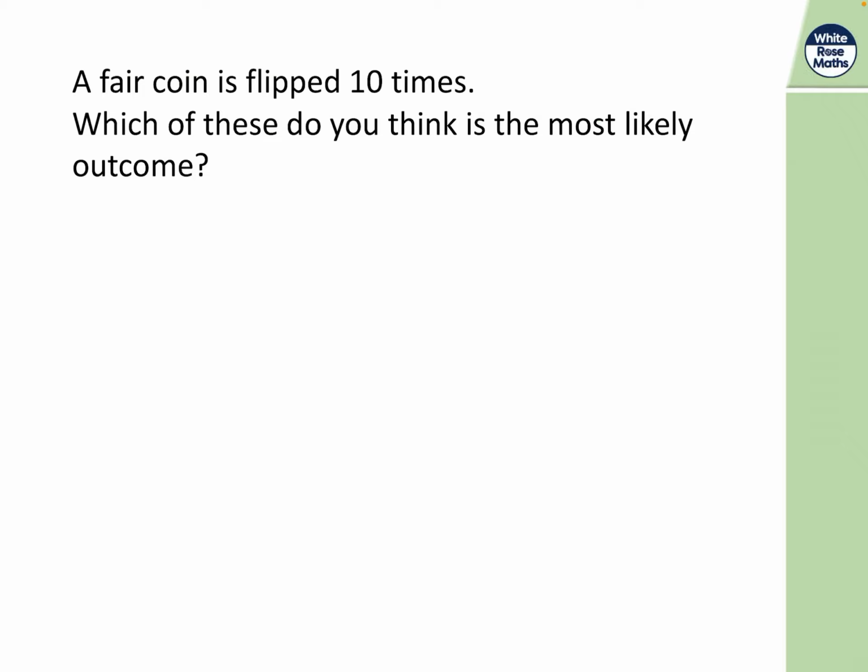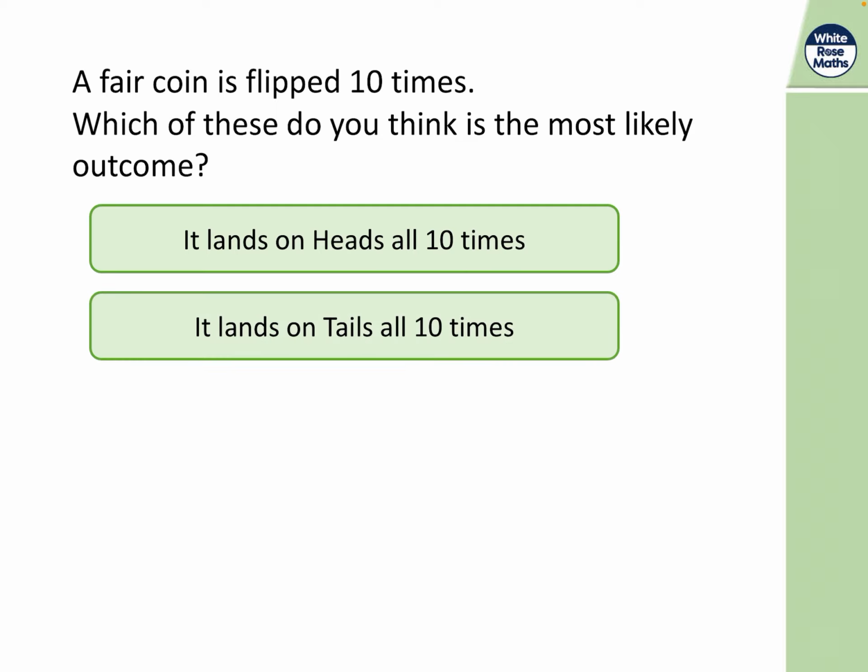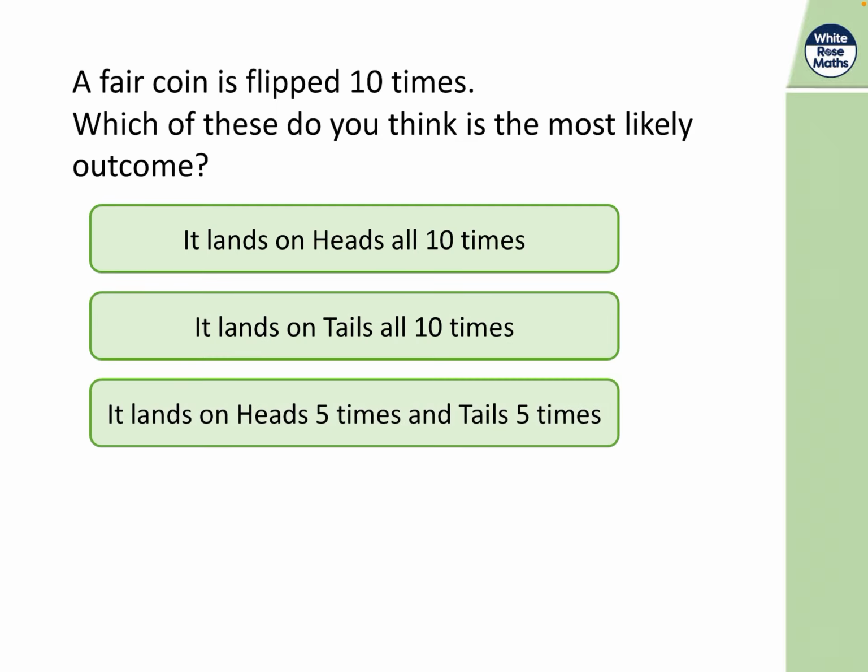So here we've got a fair coin, which means that both sides of the coin have the same probability of happening, and it's flipped 10 times. Which of these do you think is the most likely outcome? That it lands on heads all 10 times, that it lands on tails all 10 times, or that it lands on heads 5 times and tails 5 times.